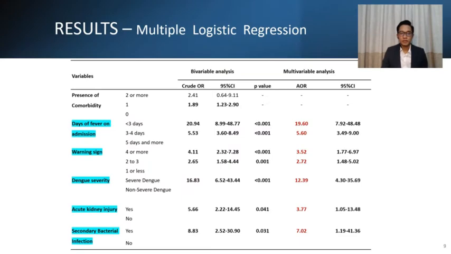In the final model of multiple logistic regression analysis, patients who presented with fever of less than 3 days were associated with almost 20 times the increase of prolonged hospital stay, and those with 4 or more warning signs were associated with 3.5 times higher odds of prolonged hospital stay. Patients diagnosed with severe dengue had 12 times higher odds of prolonged hospital stay. Apart from that, having a secondary bacterial infection was associated with over a 7-fold increase in odds of prolonged hospital stay. And lastly, acute kidney injury was also associated with prolonged hospital stay with an odds ratio of 3.77.